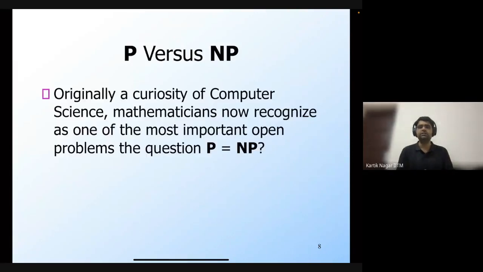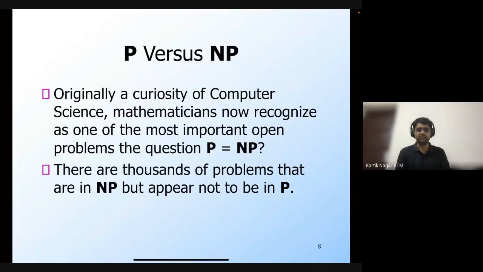Okay. So this problem of P versus NP was originally just a curiosity of computer science, but now it is recognized as one of the most important open problems. So is P equal to NP? In the sense that if there is a non-deterministic polynomial time-bounded Turing machine, then does there also exist a deterministic polynomial time-bounded Turing machine?